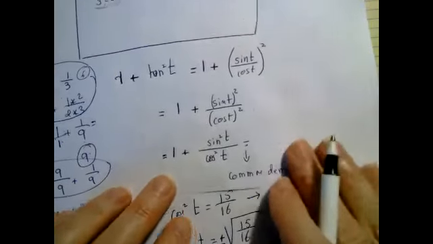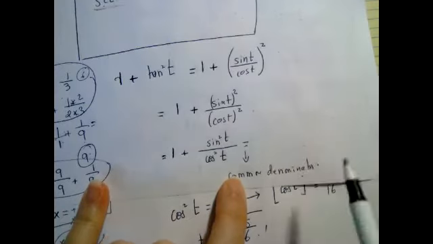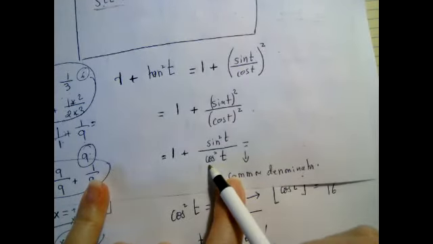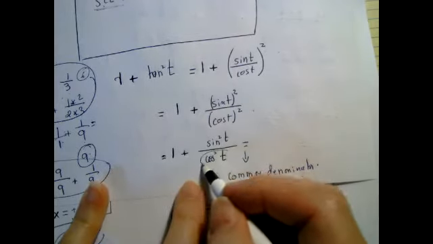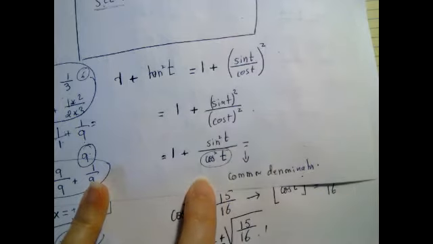Okay, so let's go back here. What's the common denominator here? If this is cosine square, what will be the common denominator? Yes, Kishan, we will cover a lot. The common denominator is going to be cosine square of t.